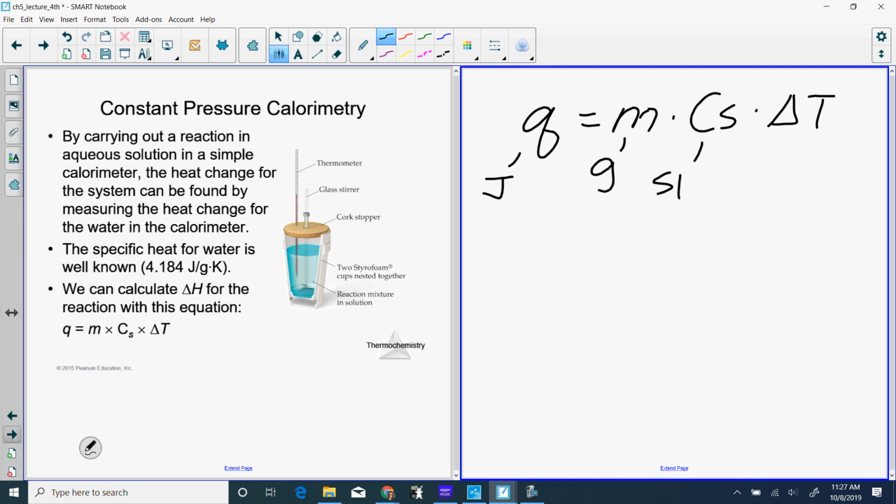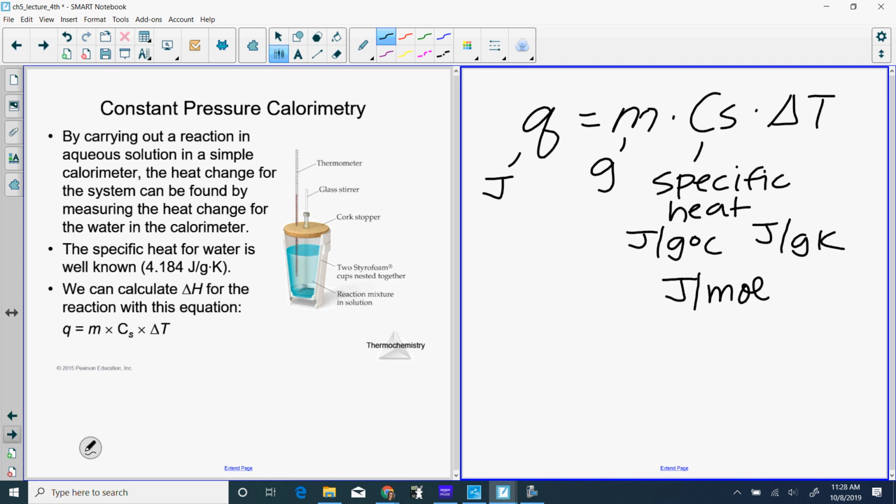CS stands for specific heat. Now this is where reading comprehension is important, details. Most of the time the unit is joules per gram degrees Celsius. Most of the time. Sometimes though it's joules per gram Kelvin. Kelvin is just another unit for temperature. Gotta pay attention.